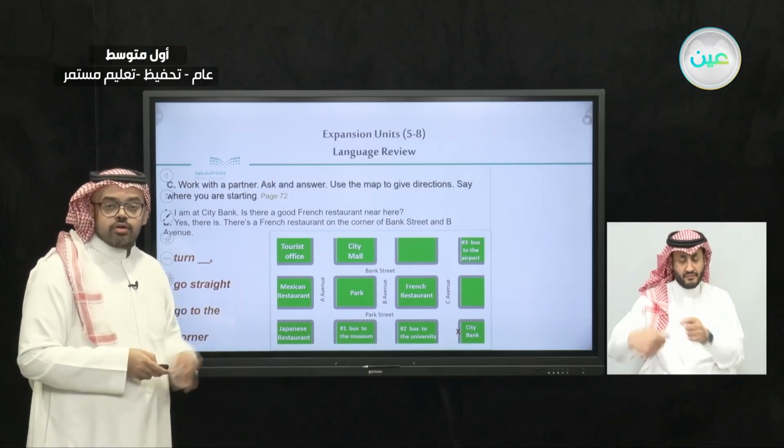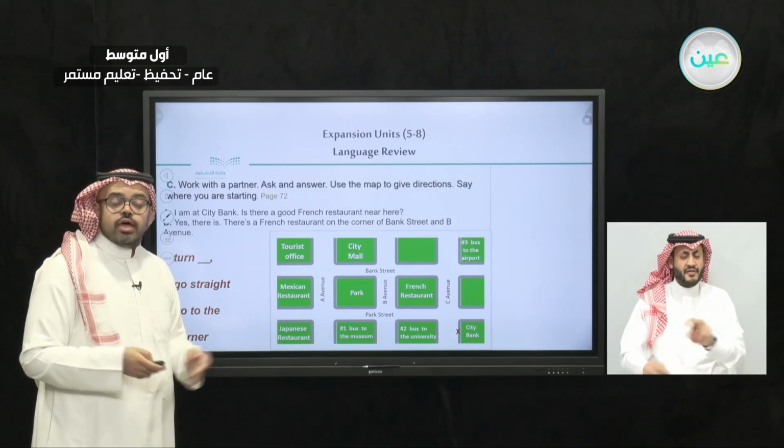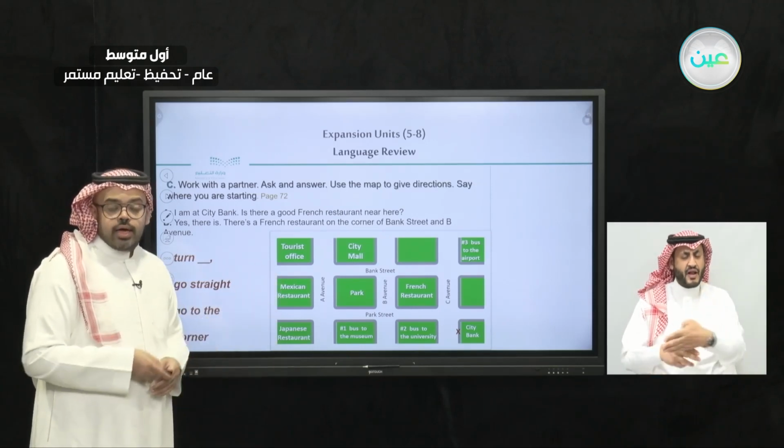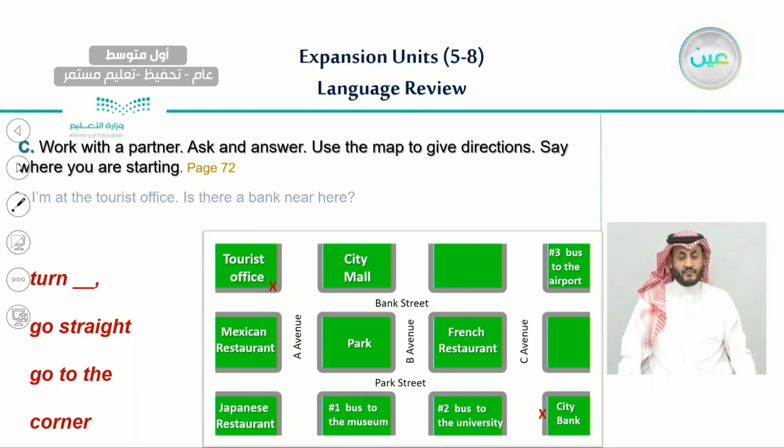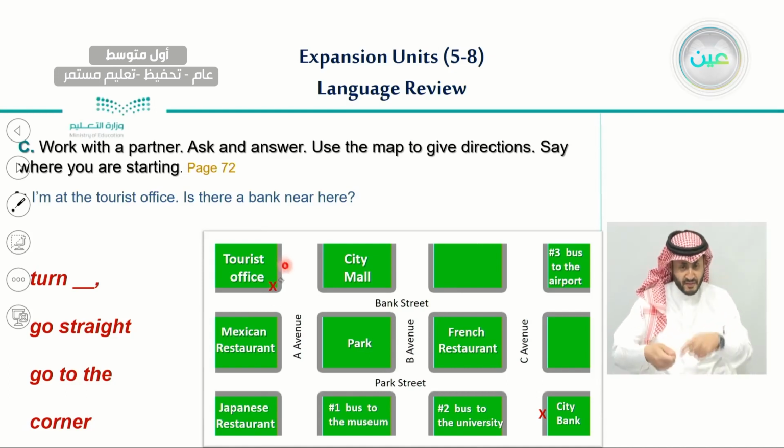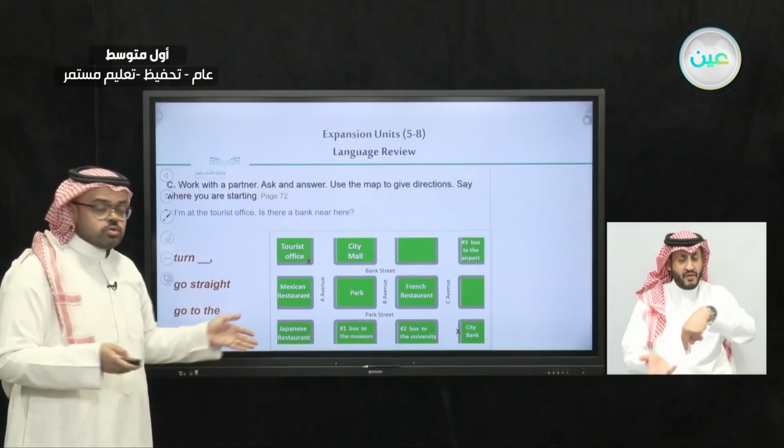Let's try an example here and see how we can give directions. So here, "I am at the tourist office. Is there a bank near here?" Here is the place where the man is speaking. "Is there a bank near here?" And we want to guide him to the bank that is here. So let's read the directions and see how we can tell him to go to the bank.